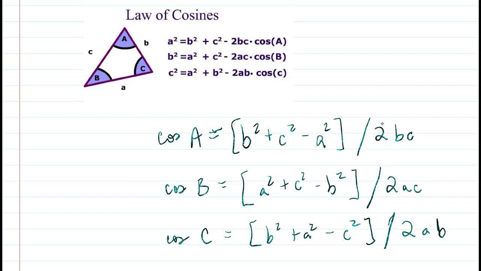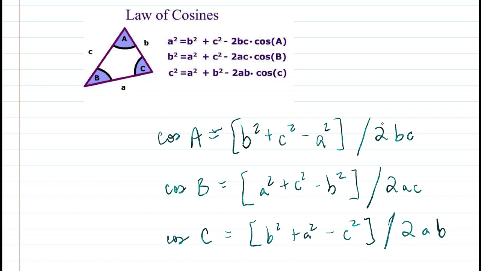And I said we're solving for cosine A, cosine B, cosine C, but eventually we want to get the angle measurement of A, B, or C. So once you get to cosine A equals something, or cosine B equals something, cosine C equals something, then you're going to use your calculator and then use the inverse cosine to actually find that angle measurement.